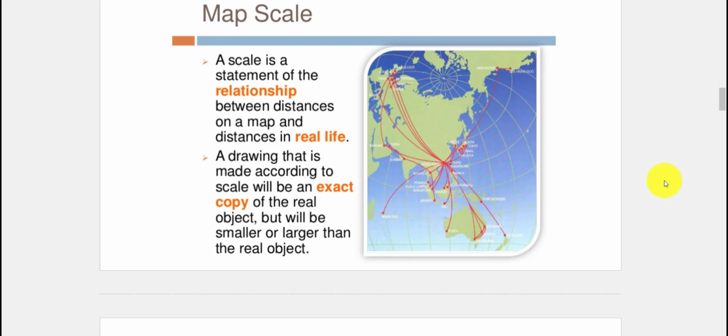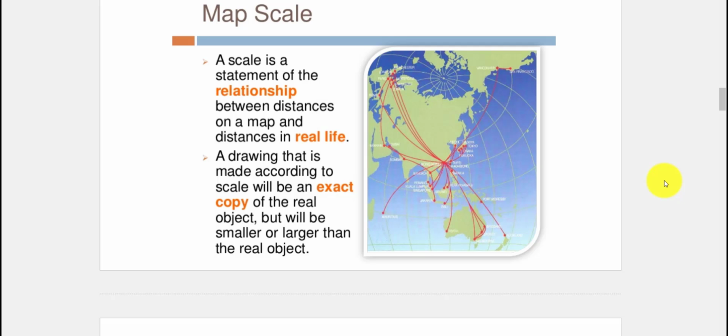Moving on to map scale. So a scale is a statement of a relationship between distances on a map and distances in real life. It is letting us know that we're not representing a real world size with a map, but we're actually seeing a reduced scale of a geographic or a real physical representation.